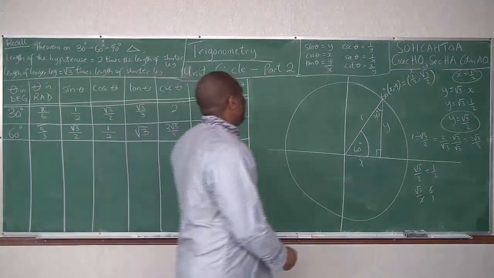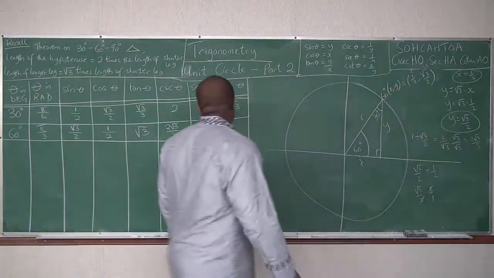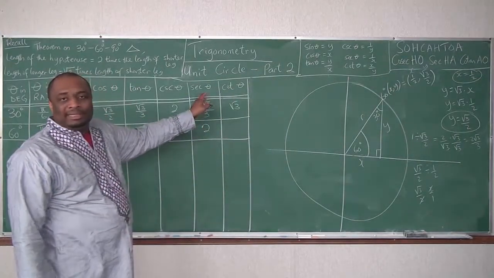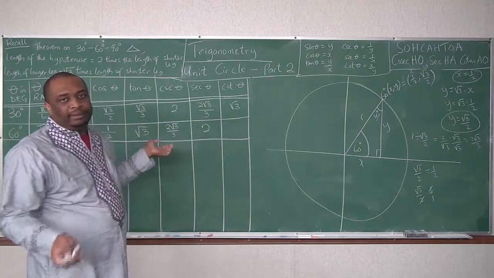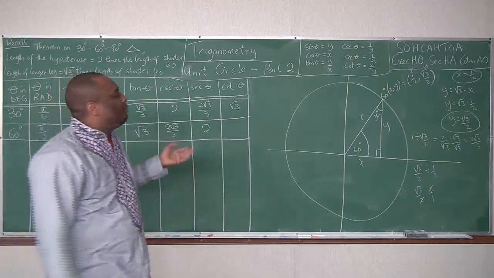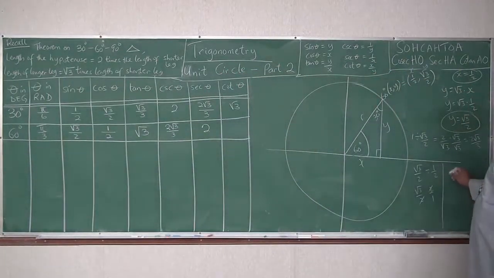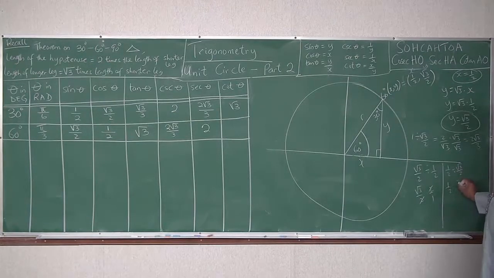Sec 60 is 1 over x. 1 divided by 1 over 2 is what? 2. Then cot 60 is 1 over root 3, if you're doing it as 1 over tan. Otherwise, you do x over y. x over y is what? 1 over 2 divided by root 3 over 2, which is 1 over 2 times 2 over root 3. So you have 1 over root 3. Rationalize it, times root 3 over root 3. And that is root 3 over 3.